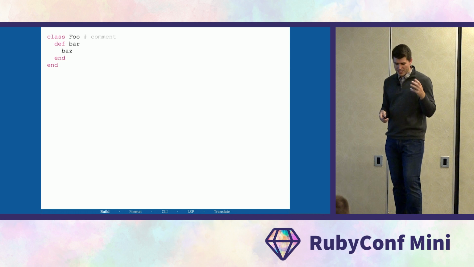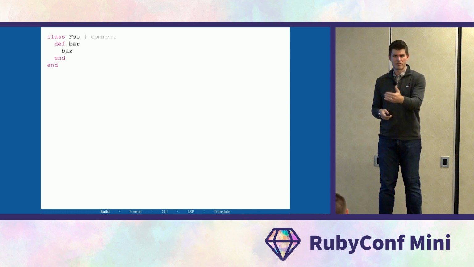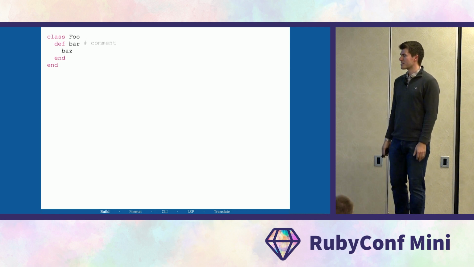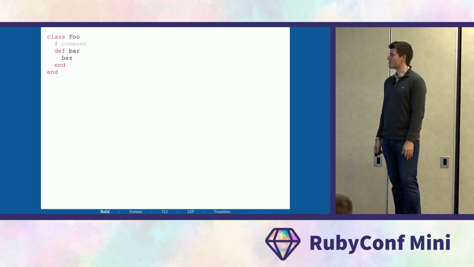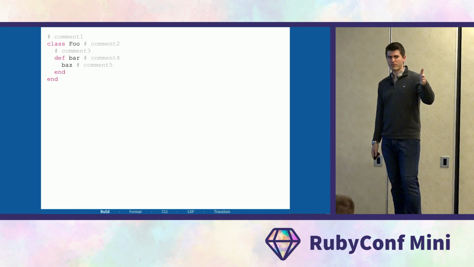So the next really difficult part of this is comments. Comments don't show up in Ripper. They're just an event, and then you have to deal with them yourself. Where can comments be? Comments can kind of be anywhere. All of these are valid places. You can have all of these comments in Ruby. Ruby allows you to put comments pretty much anywhere as long as it's after the content of that line.